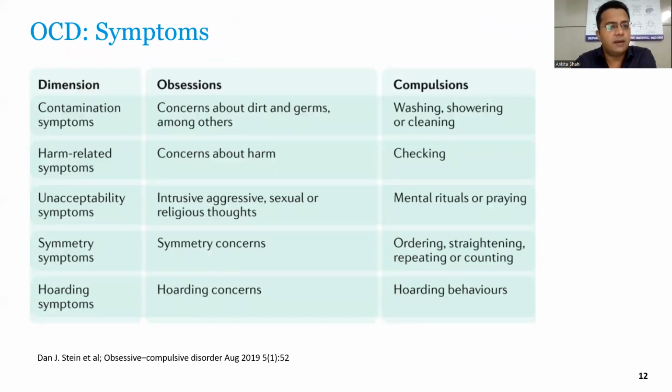So, OCD symptoms. The contamination symptoms: concern about dirt and germs among others, and compulsions include washing, showering, and cleaning. Harm-related symptoms: obsession is concern about harm, and compulsion is checking. Acceptability symptoms: obsessions such as intrusive aggressive, sexual, or religious thoughts, and compulsions including mental rituals or praying. Symmetry symptoms: obsessions include symmetry concerns, and compulsions include ordering, straightening, repeating, or counting. Hoarding symptoms: obsessions include hoarding concerns, and compulsions include hoarding behavior.